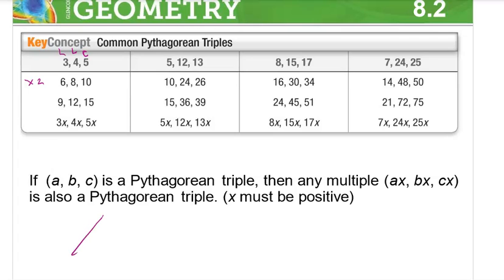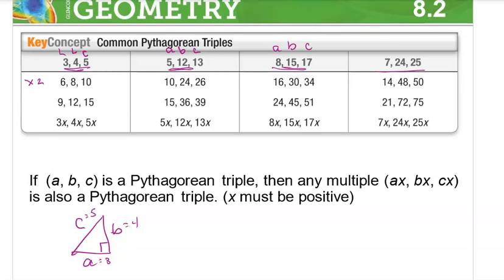So if this is A, this is B, and this is C, and I know the side lengths are 3, 4, and 5, I can multiply all of those by any number and it's still a Pythagorean triple. So all of these turn out the A, B, and C like this. A is always a leg, B is always a leg, C is always the hypotenuse, the longest side. So it's kind of a cool little thing if you can memorize these.